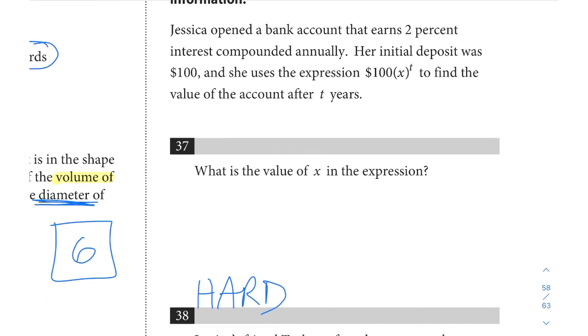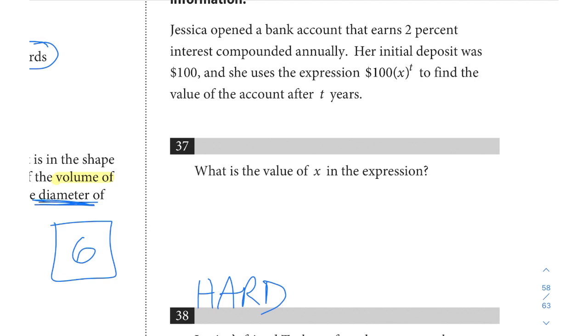So it says Jessica opened a bank account that earns 2% interest compounded annually. Her initial deposit was $100, and she uses the expression 100 times x to the t to find the value of the account after t years. So 37 asks us, what is the value of x in the expression?